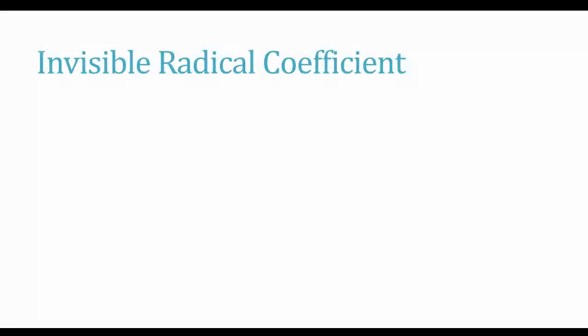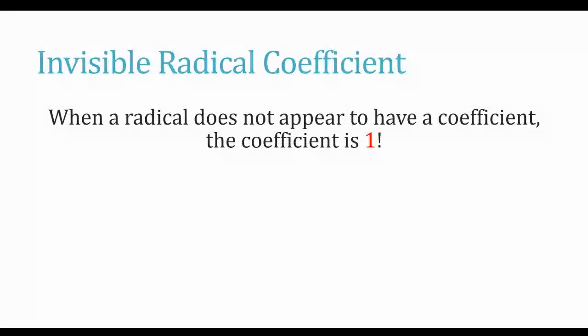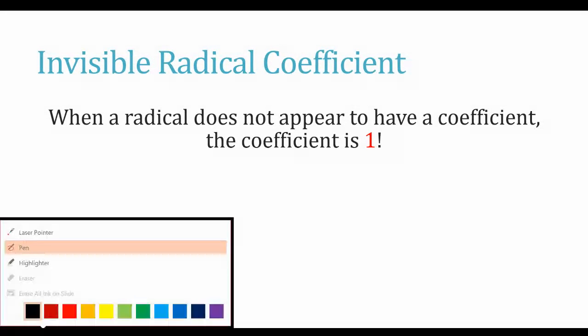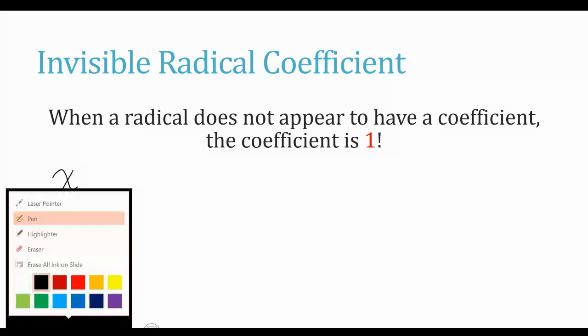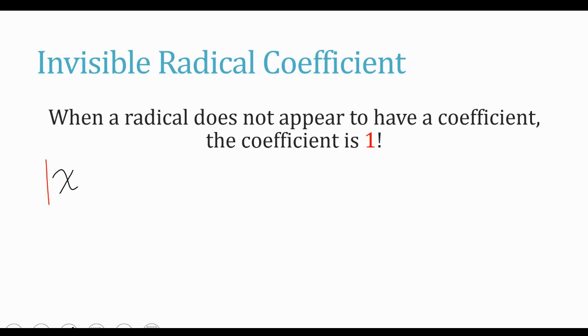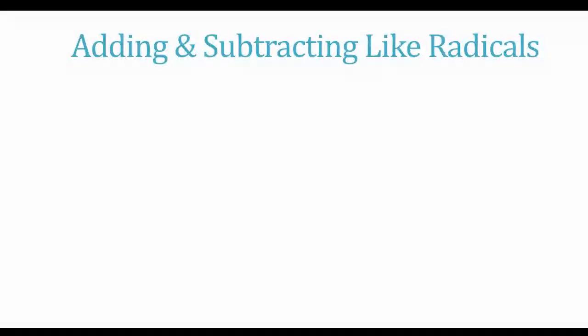All right, one other thing to notice before we start adding is the invisible radical coefficient. When a radical does not appear to have a coefficient, the coefficient is 1. Just like if we had x by itself, technically that has a coefficient of 1. It's the same thing with radicals. If we have just radical 5, that means the invisible coefficient is 1 radical 5. That's really important for today when we're adding these radicals, to know that there's that invisible 1 in front. All right, so let's get started with adding and subtracting.